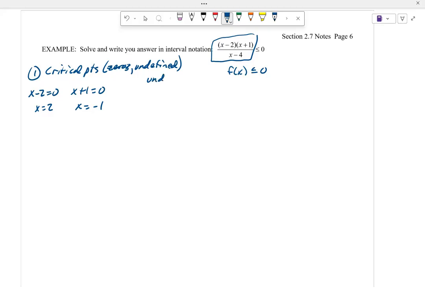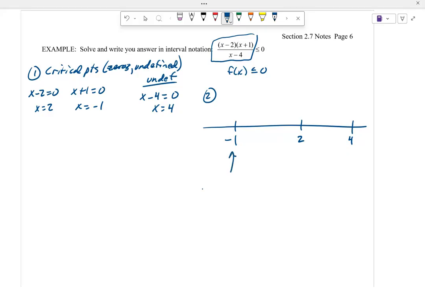And then where is this undefined? Well, that comes from the denominator, right? This is where I'd have a vertical asymptote. At 4, this thing is undefined. So those are all going to go onto my testing interval. I have negative 1, I've got 2, and I've got 4. And let's think about these one by one again.